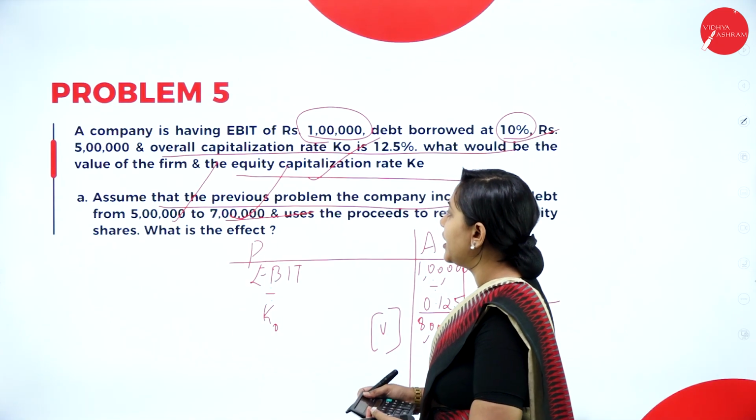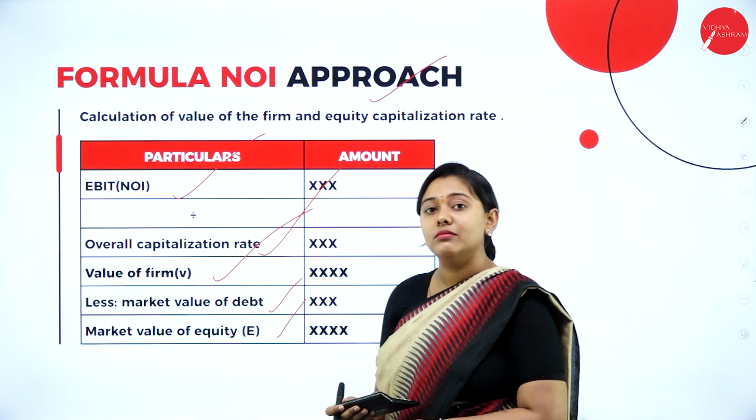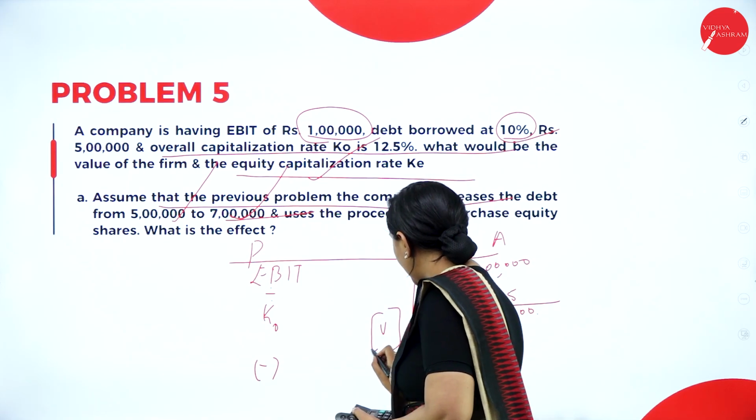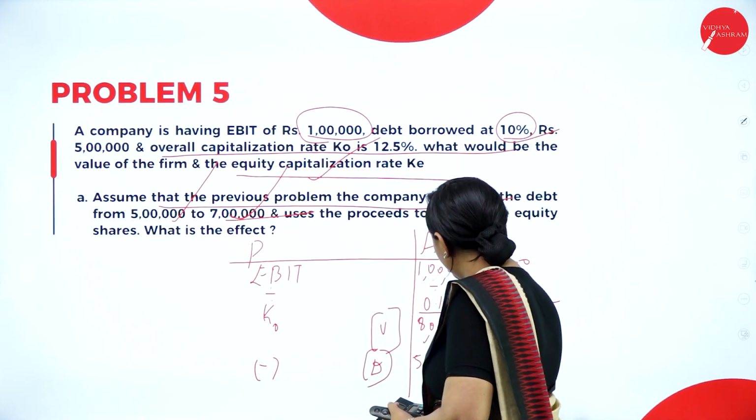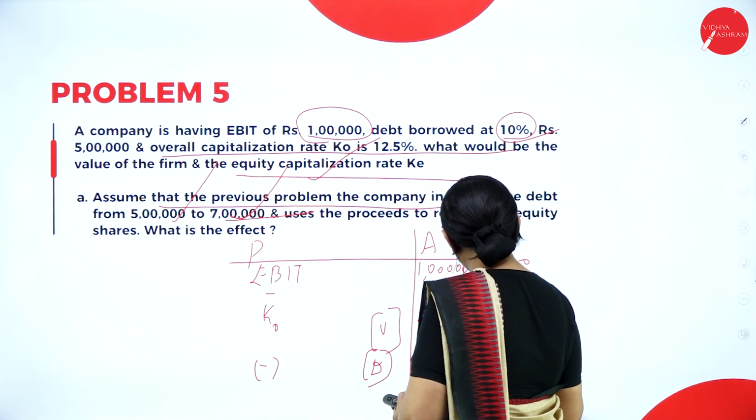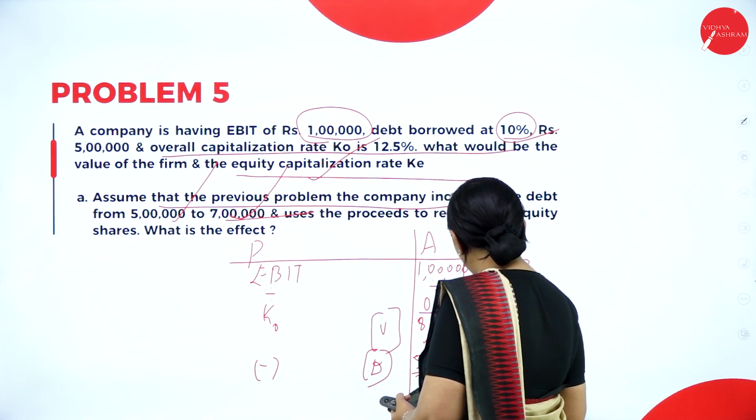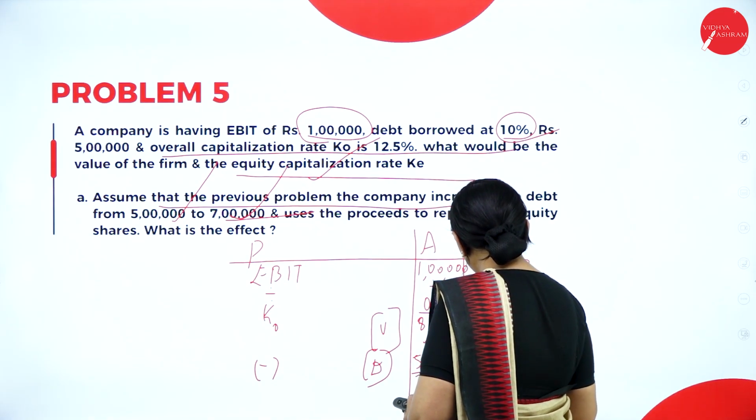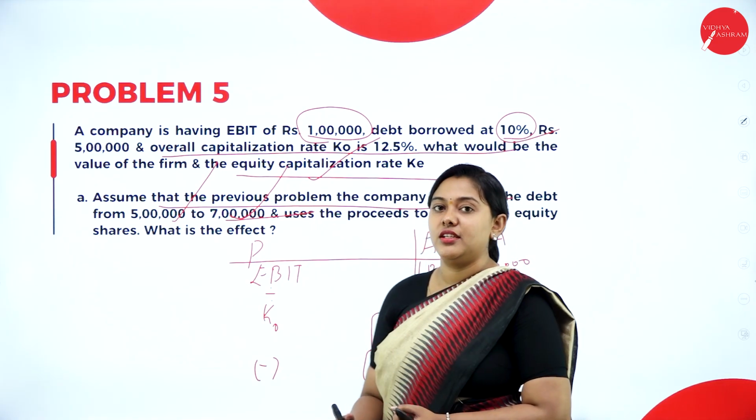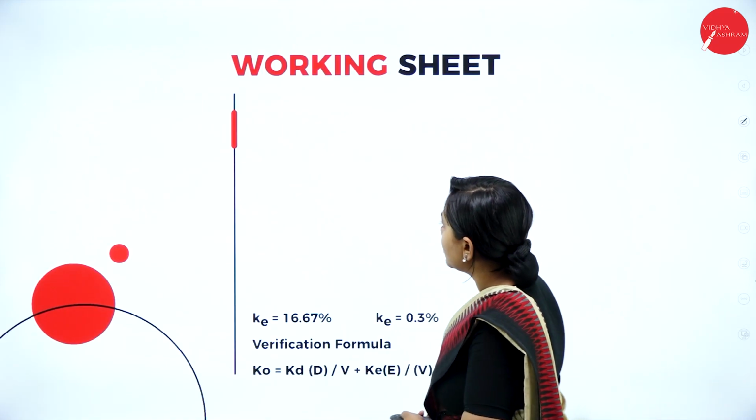Next to this, if we deduct the market value of debt, what is given in the question? Market value of debt is 5 lakh and 7 lakh. So we get 3 lakh and 1 lakh. What is this? Market value of equity. So for this, what do we need to do? We have to apply the formula.